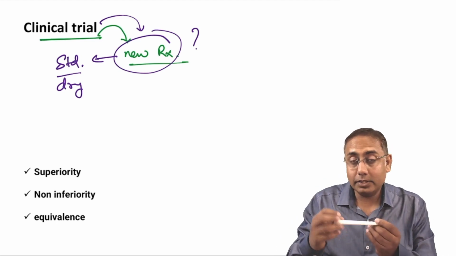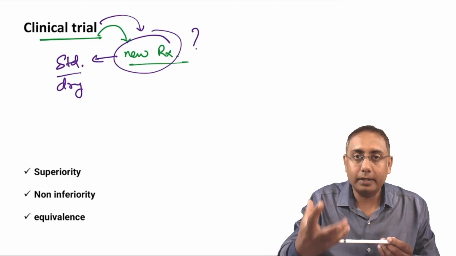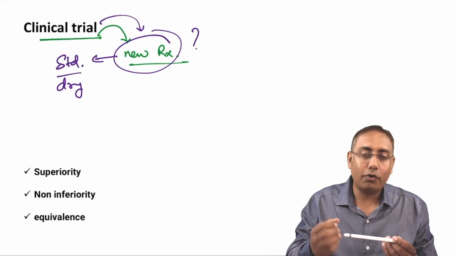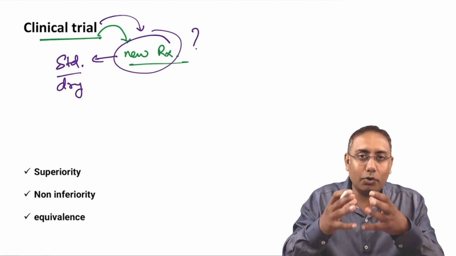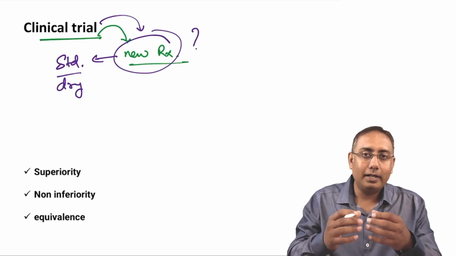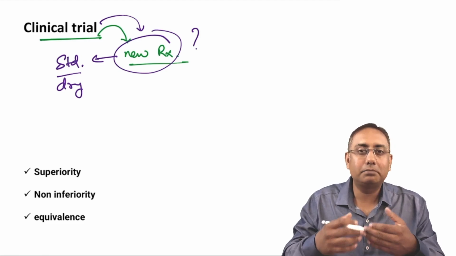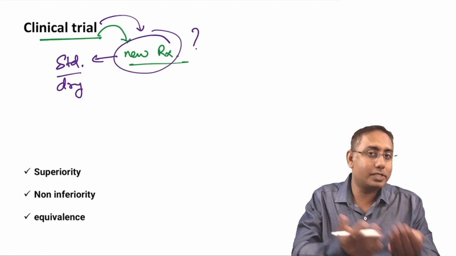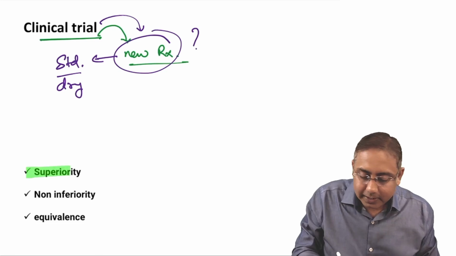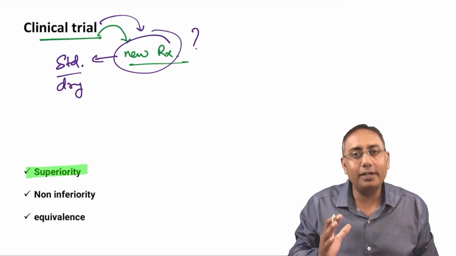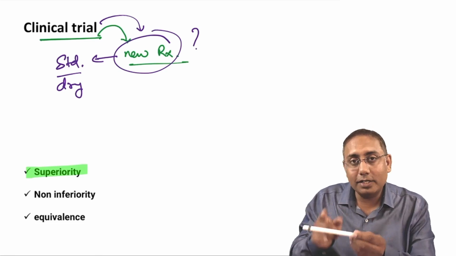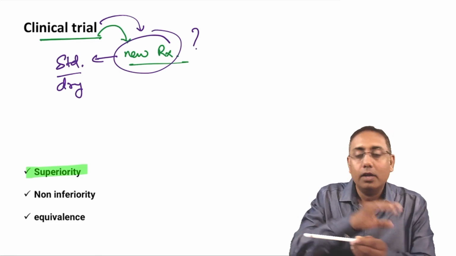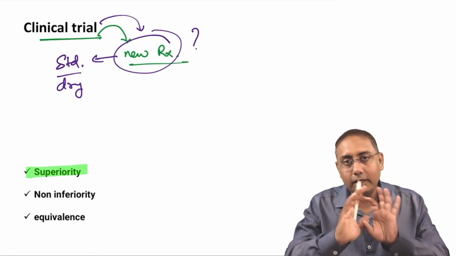So maybe this new drug is able to cure better, it is more effective, or maybe it causes more benefit to the individual, and it is somehow superior to the standard drug. If this is the case, then it is called a superiority trial. So mark the word, it is a superiority trial, that this new drug is superior to the standard drug.